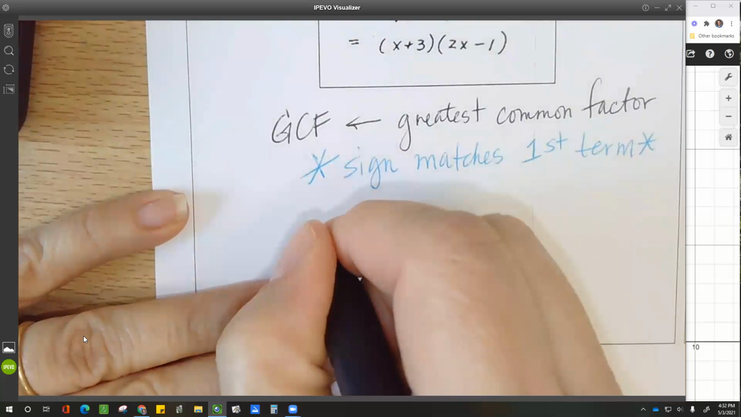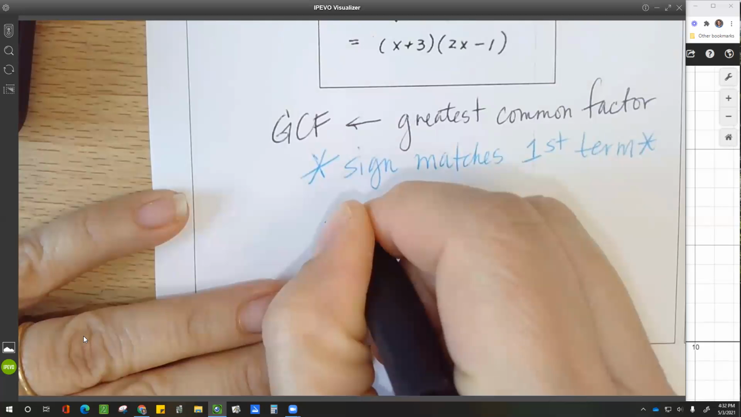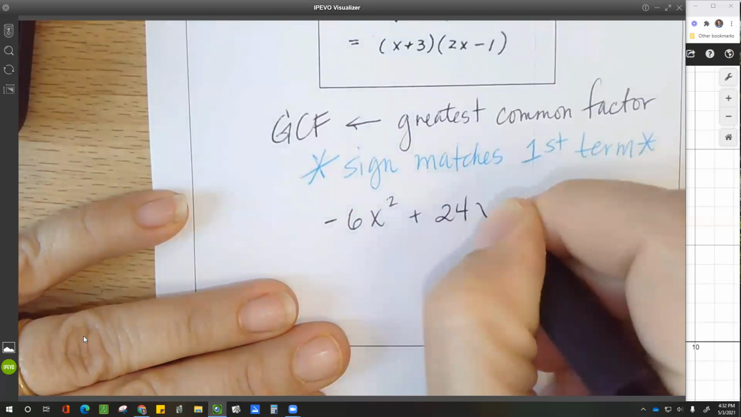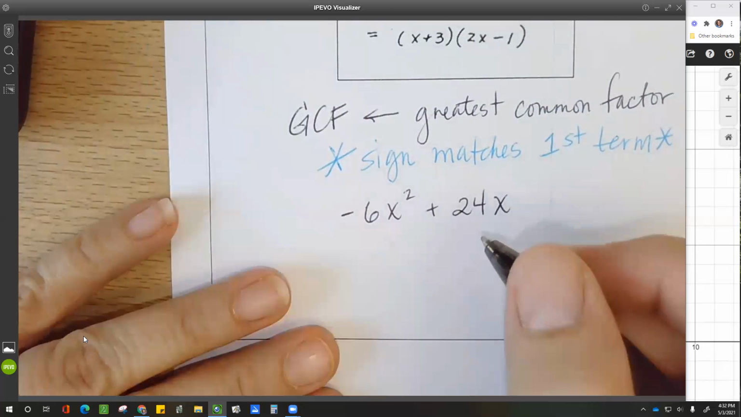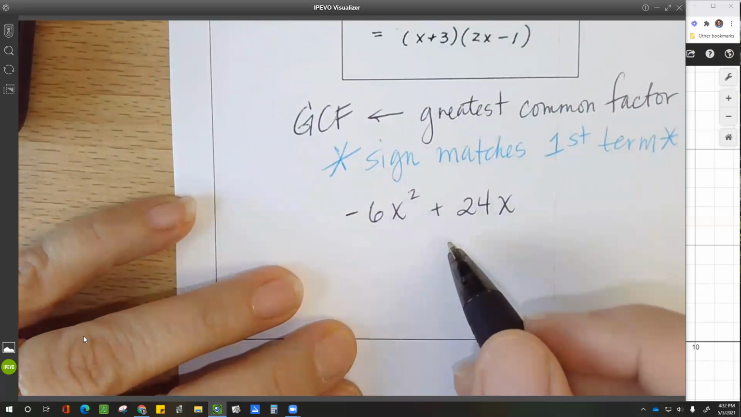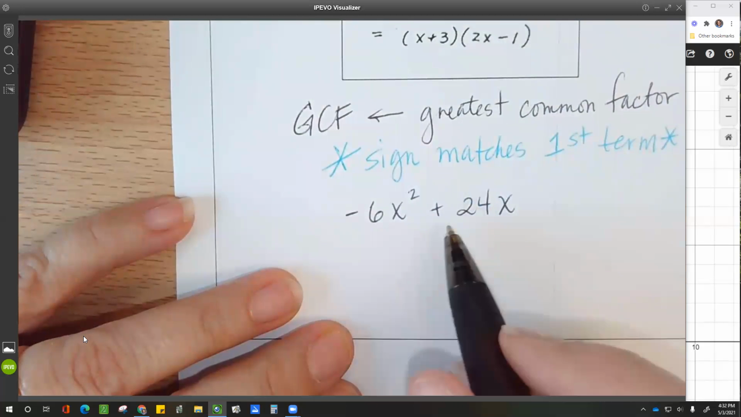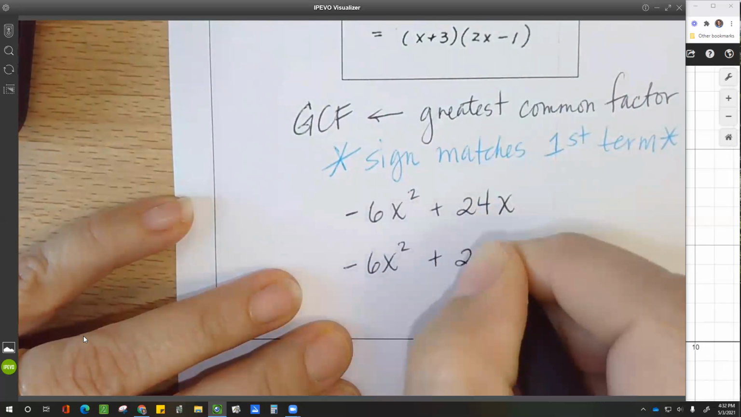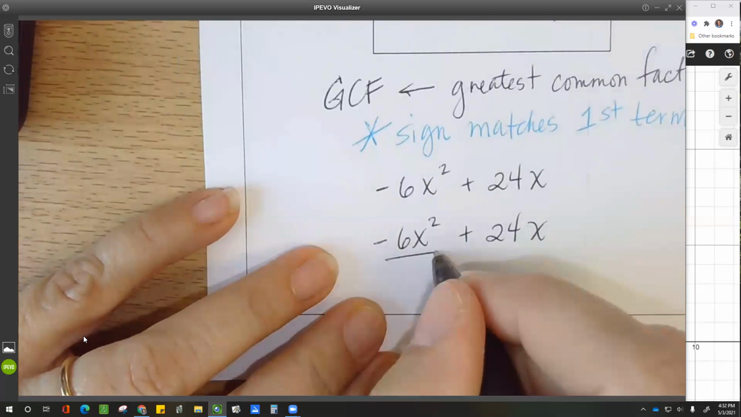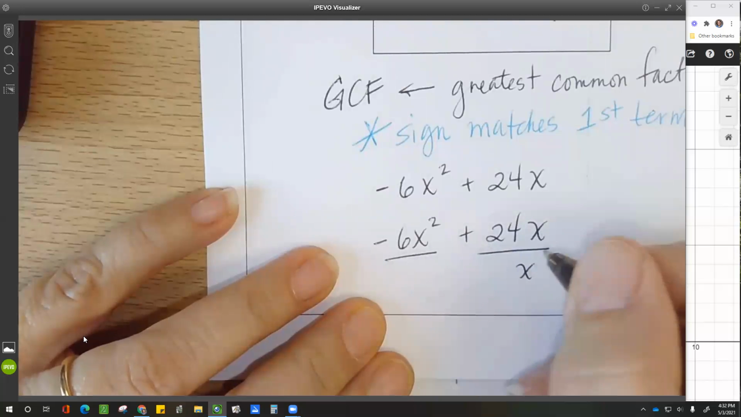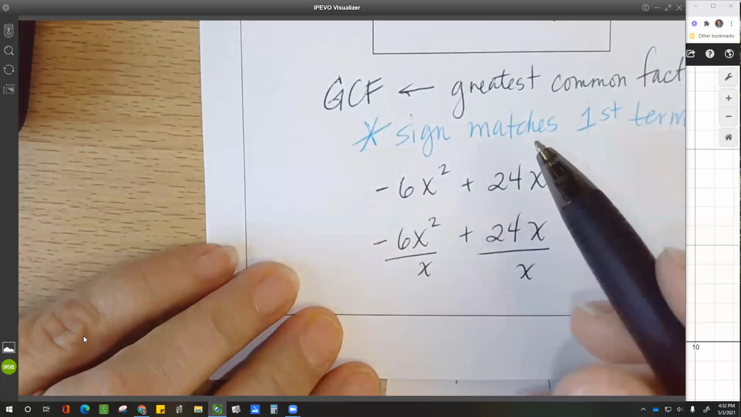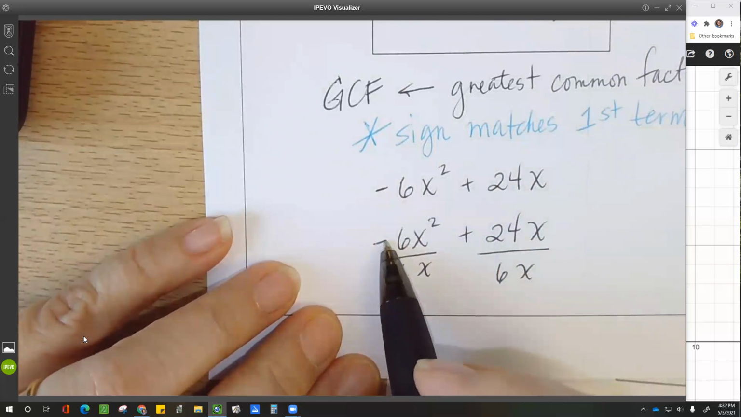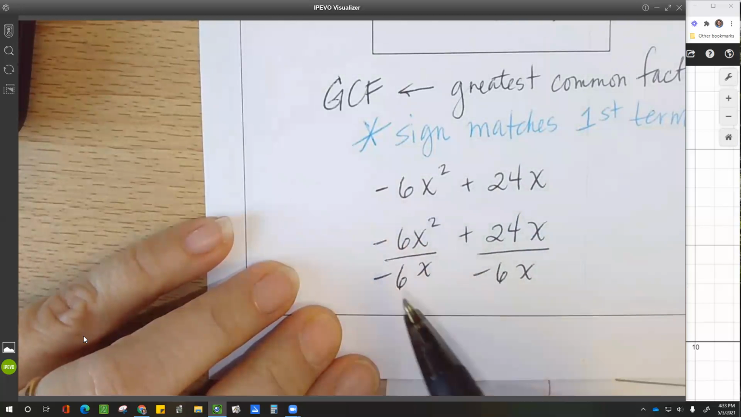If I were factoring negative 6x squared plus 24x, well, the only way I'd factor that is with greatest common factor. So I need to know what's the biggest thing that these two terms have in common. They both have an x, at least one, so I can factor out an x. And they both have a 6 or a multiple of 6, but I need to make sure that I factor out actually negative 6 because this first term is negative.